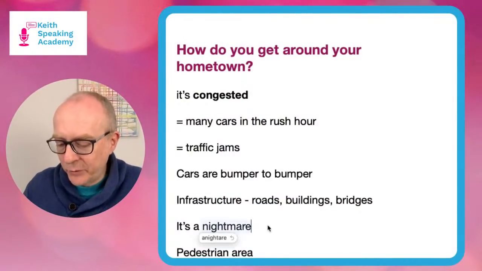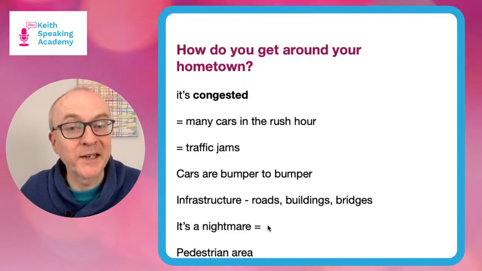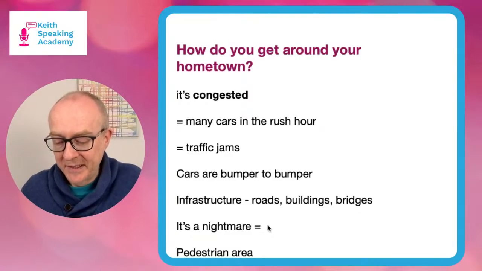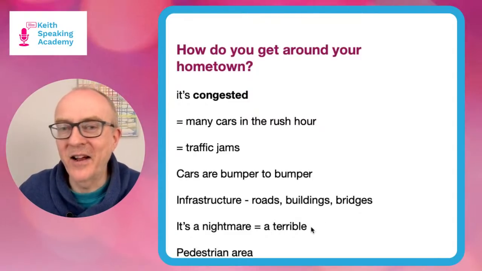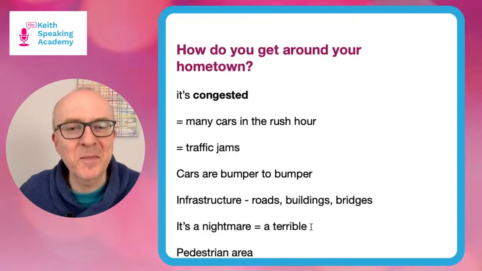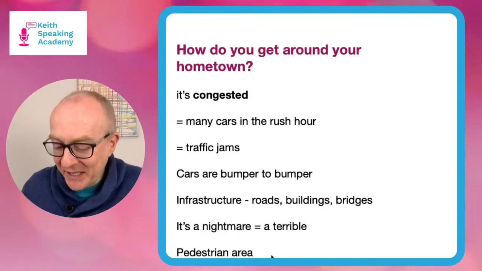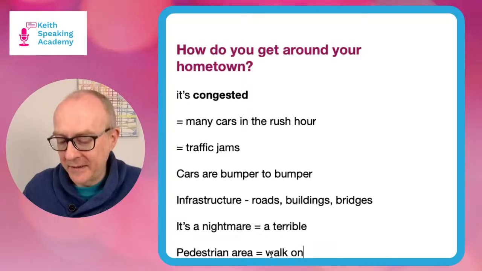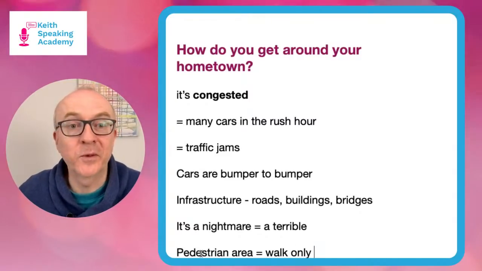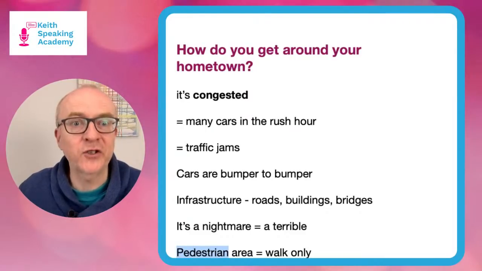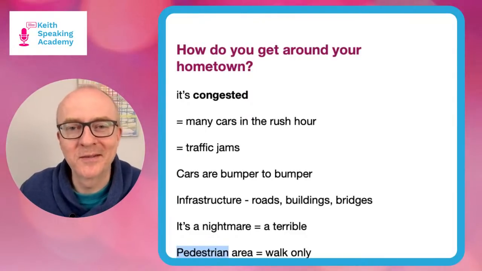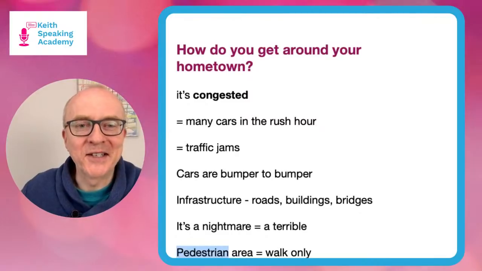A nightmare is a terrible dream, literally, but metaphorically it just means it's a terrible thing, right? You can use that for any situation. If I had an IELTS test that went badly, it was a nightmare. And the pedestrian area is the walk-only area. Pedestrian comes from foot and walking, so being on foot. A pedestrian is a person who walks. So that's that idea. Nice. What else have we got?